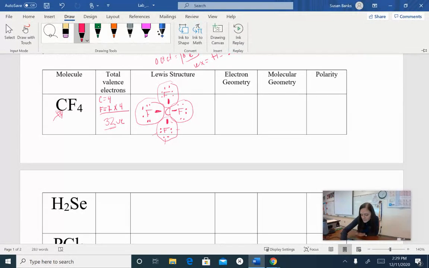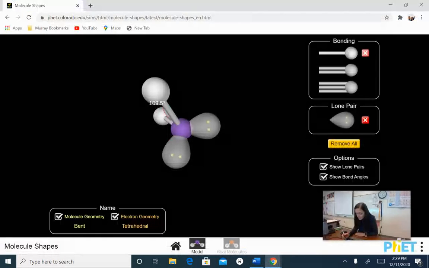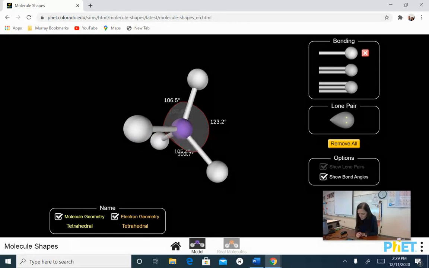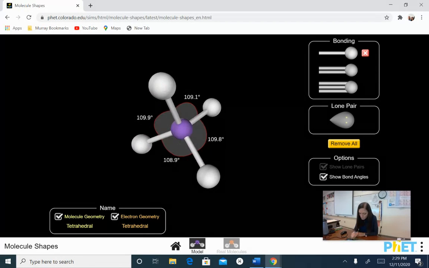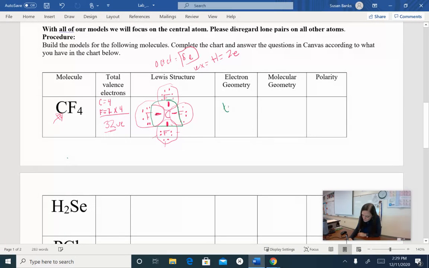Now, when I look at the center atom, carbon, it has 4 bonding areas. So I'm going to go back to my PhET simulation and put in 4 bonding areas, 4 single bonds. I need 2 more single bonds. So now my electron geometry is tetrahedral, and my molecule geometry is also tetrahedral. So on my document, my electron geometry is tetrahedral, and my molecule geometry is tetrahedral.